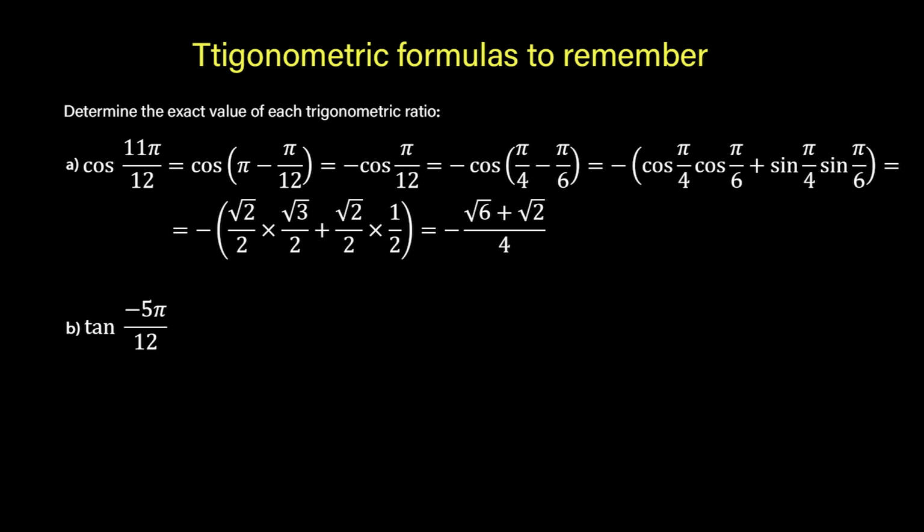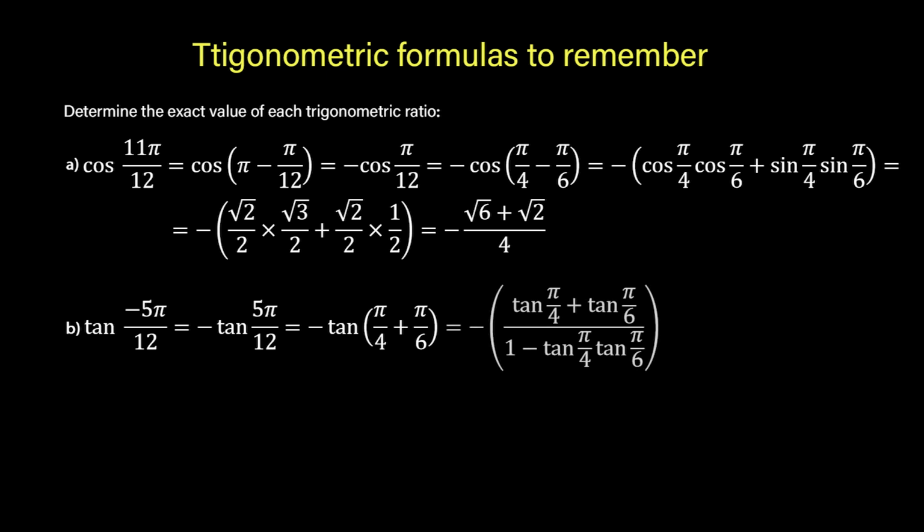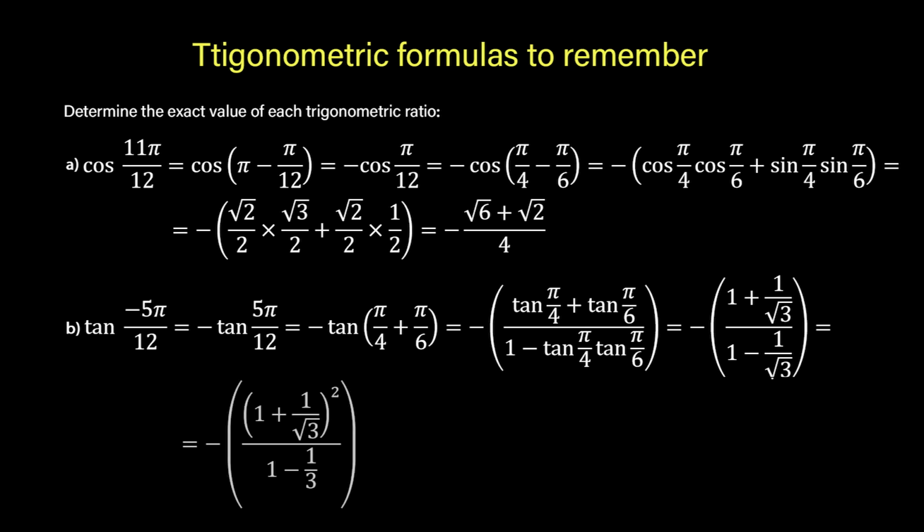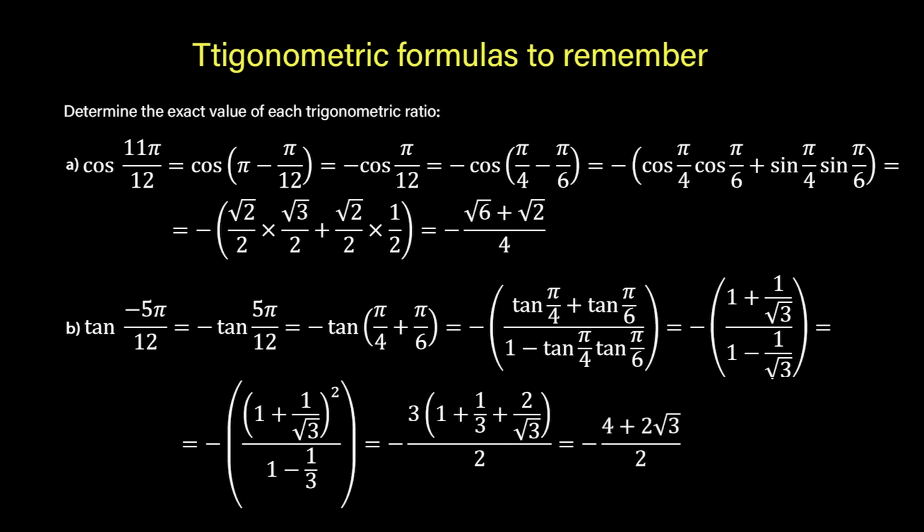The tangent of negative 5 pi divided by 12 equals the negative tangent of 5 pi divided by 12. 5 pi divided by 12 can be written as a sum of pi divided by 4 and pi divided by 6. Now use the formula for a tangent of the sum of two angles. Simplify the expression. The answer for B is negative 2 minus the square root of 3.